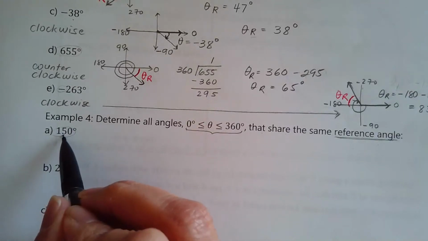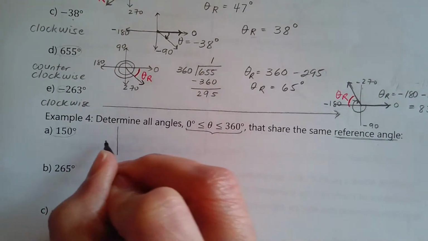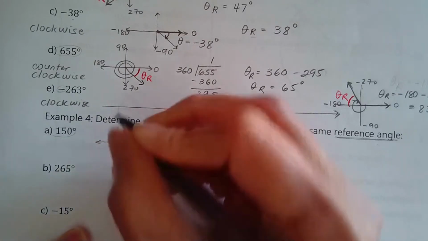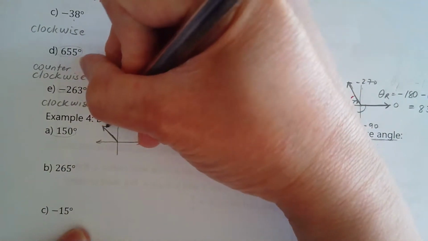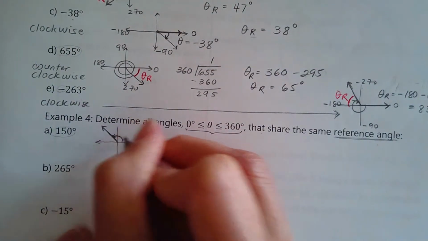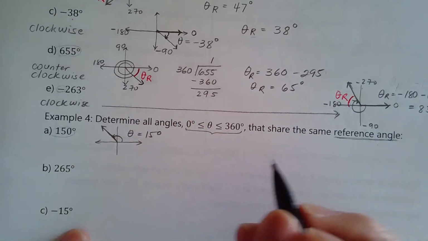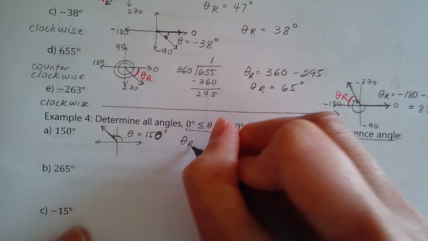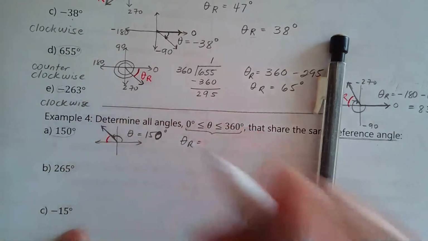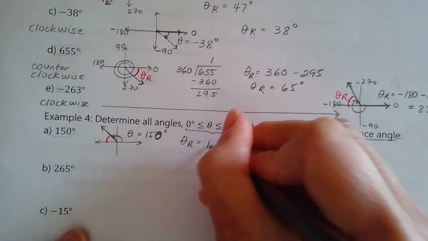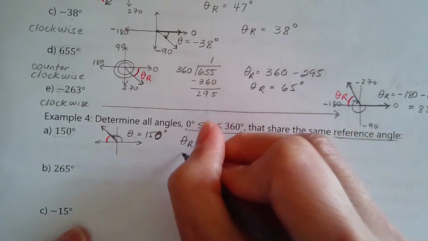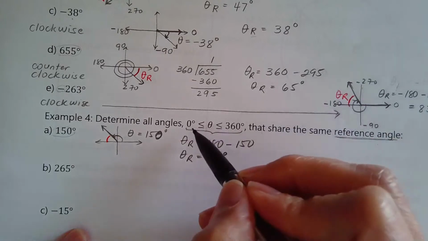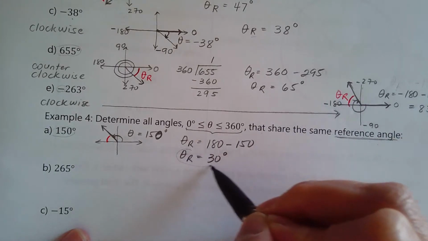So in this particular case, 150 degrees, it's really a good idea to draw it out. 150 would be in quadrant number 2. So theta is equal to 150 degrees. Now, what's the theta r for that? Theta r, which is this angle right there, is 180 minus 150. So theta r is equal to 30 degrees. So we're looking for all angles that have a reference angle of 30 degrees.